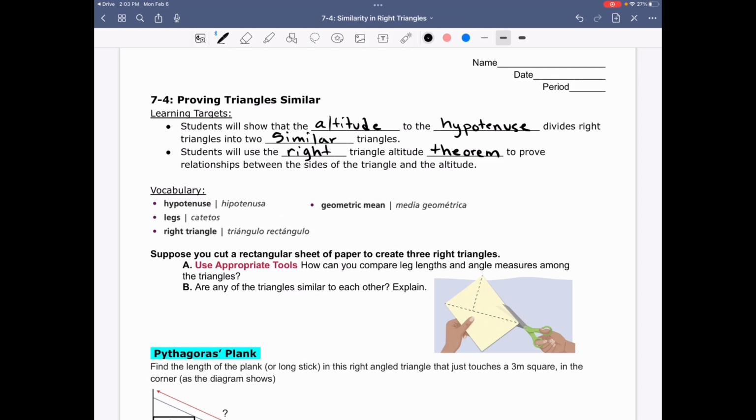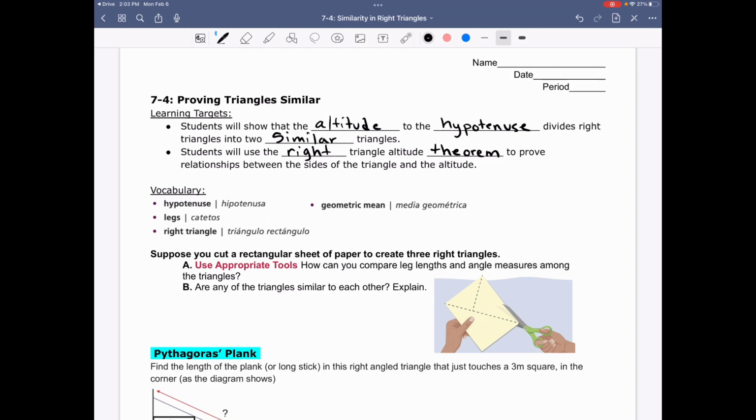Your vocabulary today is hypotenuse, and in Spanish that's hipotenusa. Legs, catetos. Right triangle, triángulo rectángulo. And geometric mean, media geométrica.